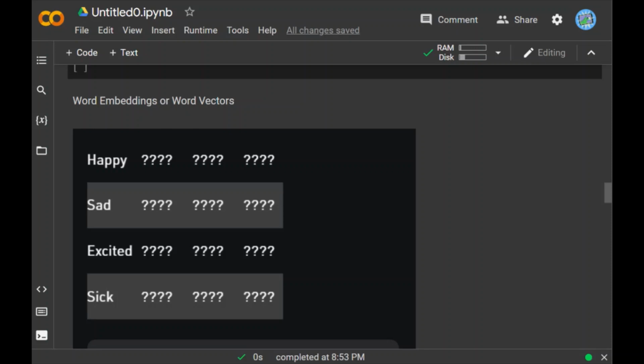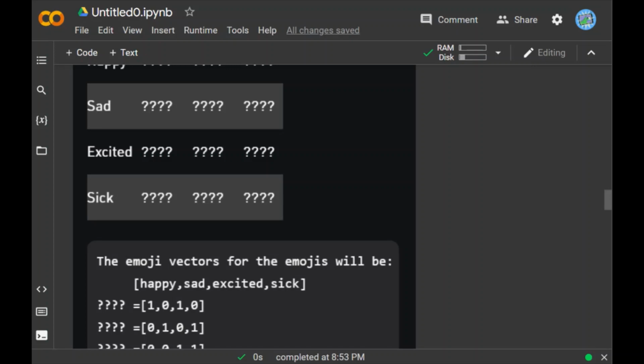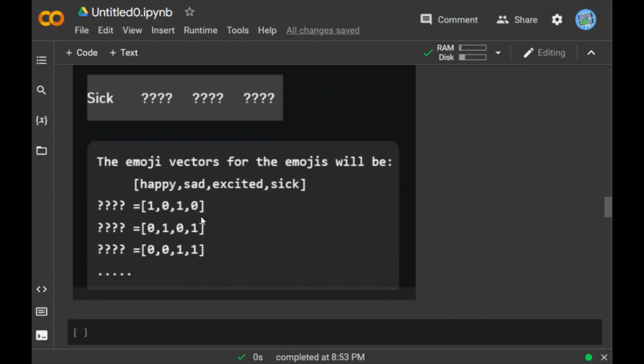So let's take an example to understand how a word vector is generated, by taking emoticons, which are most frequently used in certain conditions, and transforming each emoji into a vector, where the conditions will be our features. Now you can see in this picture happy, sad, excited, and sick. And the emoji vectors for the emojis will be happy, sad, excited, sick, and the respective values have been given. In a similar way, we can create word vectors for different words on the basis of given features. The words with similar vectors are most likely to have the same meaning or are used to convey the same sentiment. So in this video, we will be discussing two different approaches to get word embeddings.